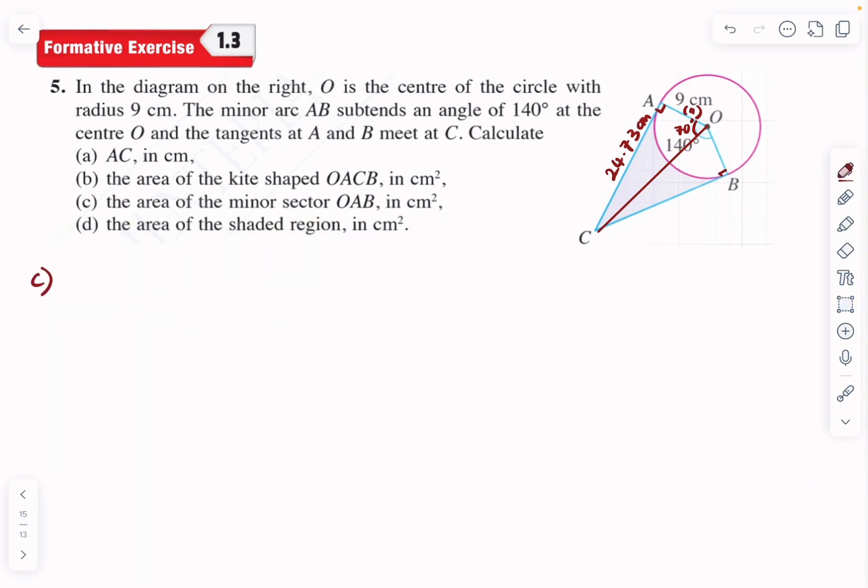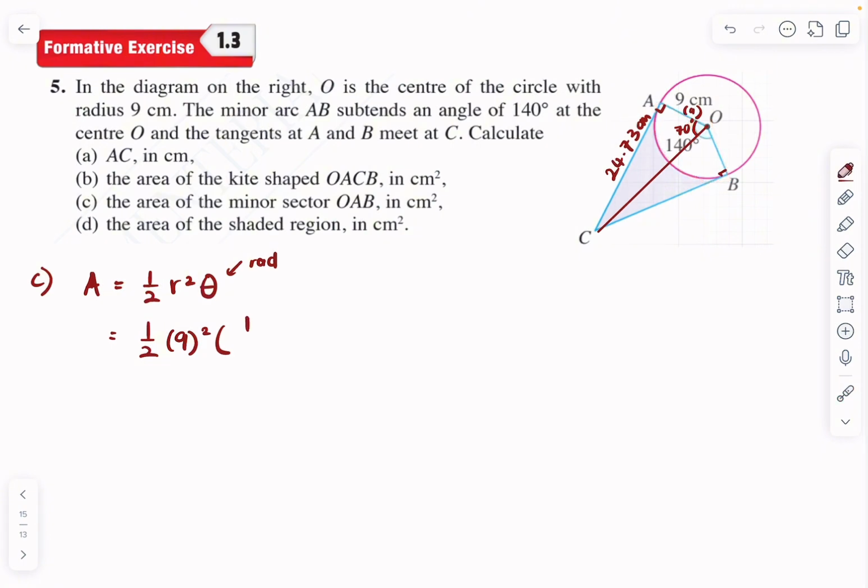Next, C. The area of the minor sector OAB. Okay, minor sector OAB is this area. Major sector OAB will be this one. Okay, so we need to find this area now. So formula for area of sector is 1 over 2 r square theta. But you must make sure your theta must always be in radians. Right. So radius of this sector is 9. So 9 square. Theta we have, but it's in degrees. So since we are finding the whole sector, we must take the whole angle 140.